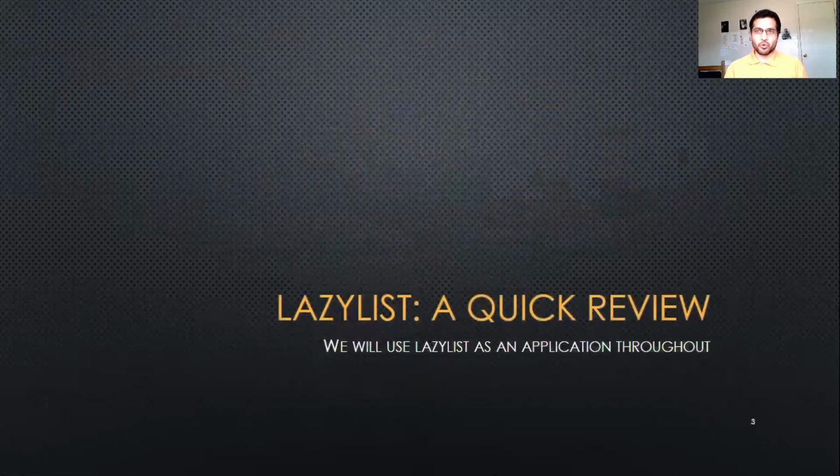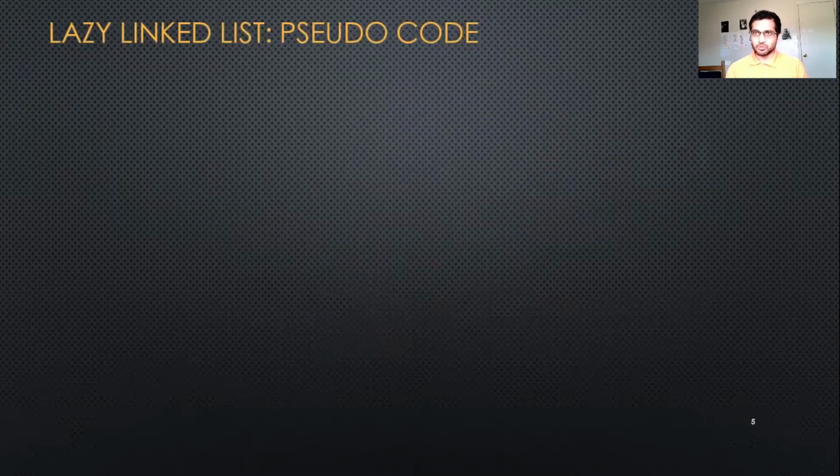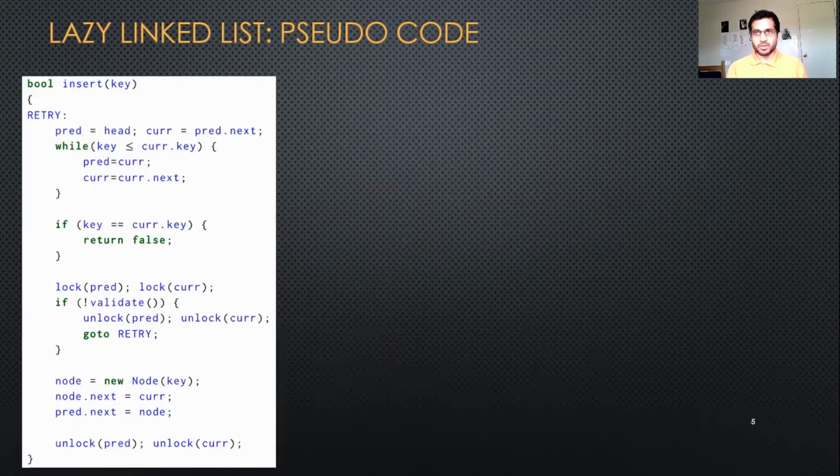So before we start, let's do a quick review of what a lazy list is and how it is designed. We'll see that through the pseudocode. Lazy list is a data structure that has insert, delete, and contains operations, and each operation has a synchronization-free search to find the desired location where the operation needs to take effect. The desired location, in terms of predecessor and current nodes, is then locked and validated, and then the operation takes place. So let's see the first operation, insert.